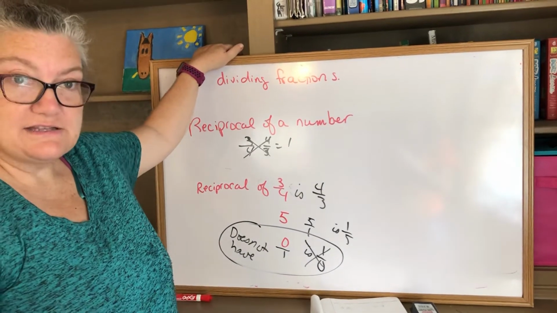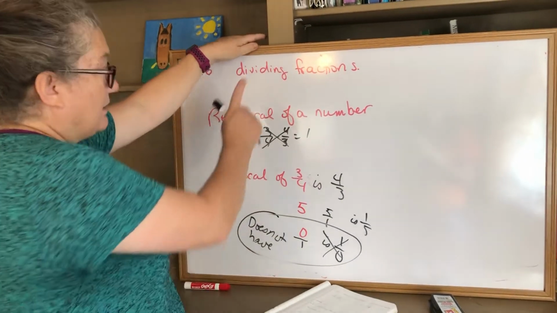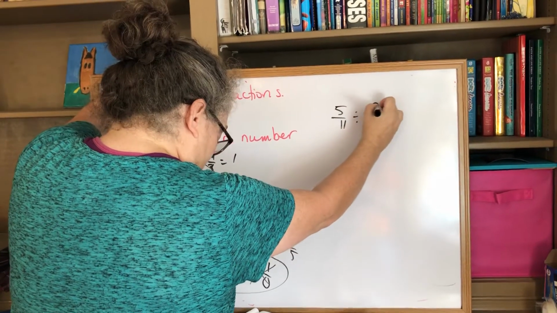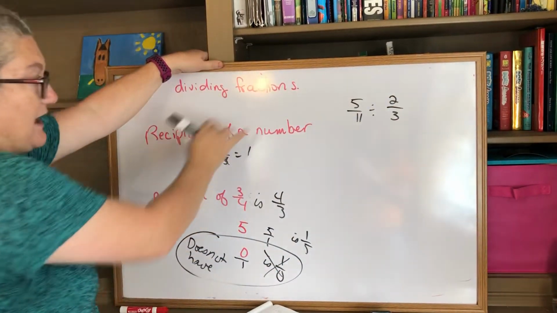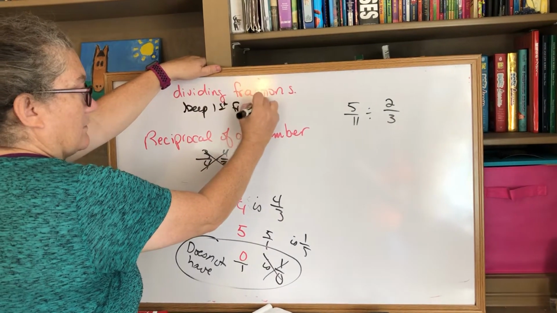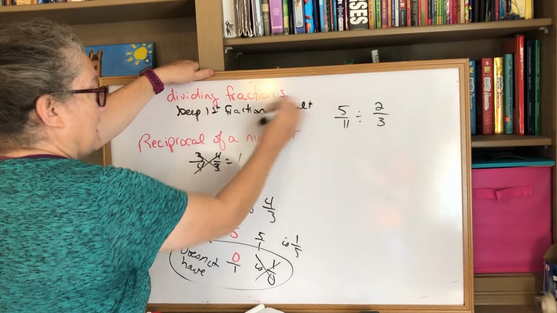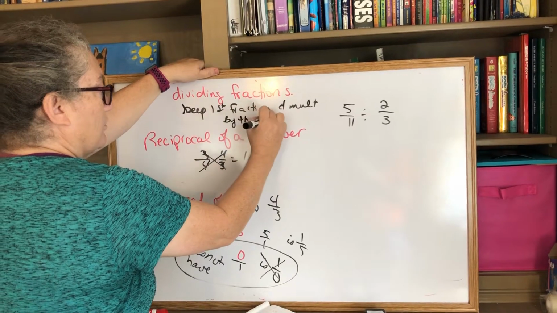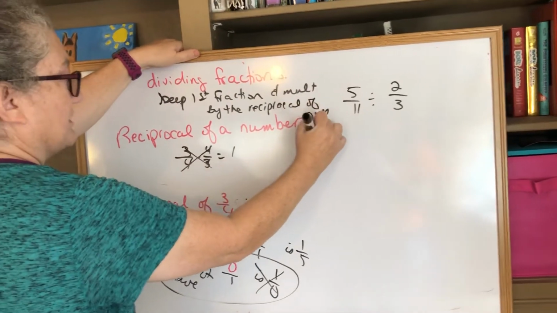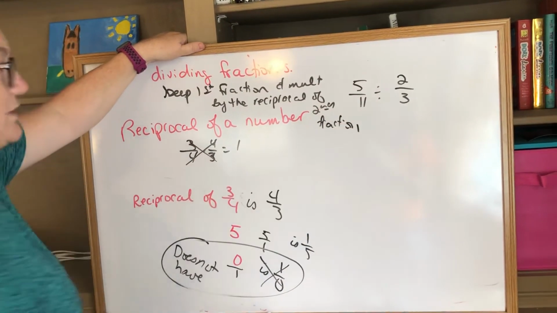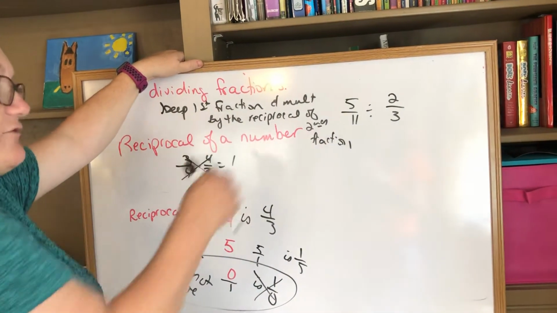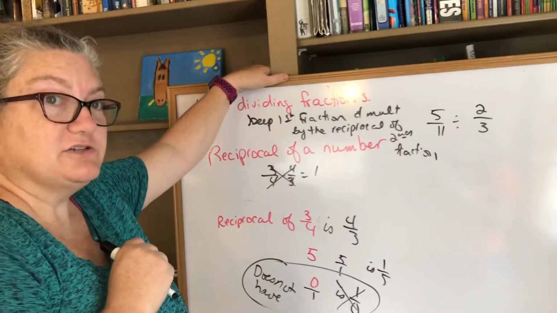And let's get to some practice problems with dividing fractions. So if we have 5/11 divided by 2/3. Now how we divide fractions is we keep the first fraction and multiply by the reciprocal of the second fraction. Once again, we keep the first fraction and we multiply by the reciprocal of the second. So we're never actually dividing, we're just going to change it into a multiplication problem.